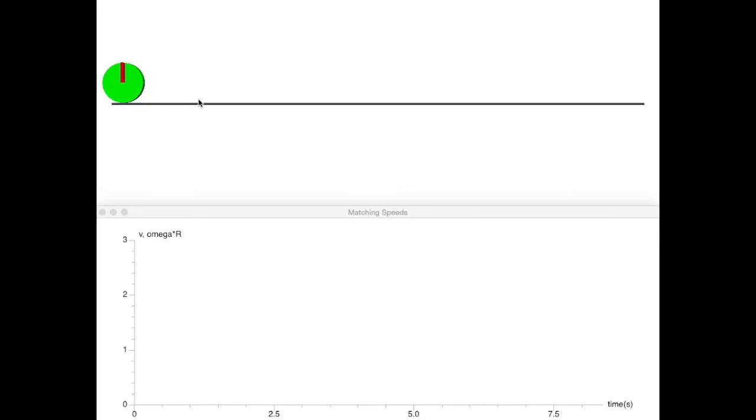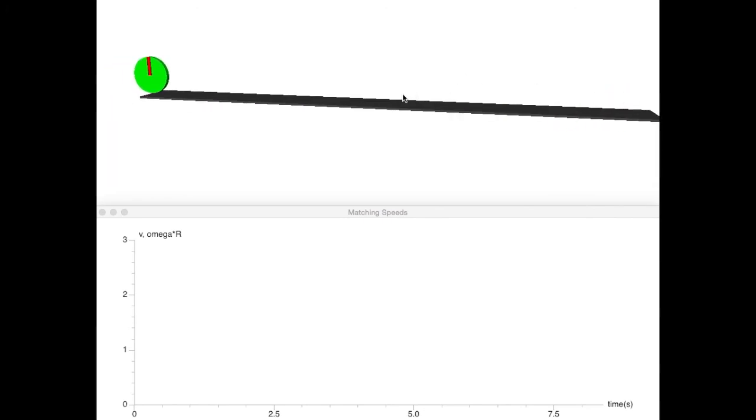So here's a 3D demo of a disk, and it's on a kind of a track here. And I'm graphing down here two things. The v is the velocity of the center of mass. This guy's going to start out with about 3 meters per second of velocity. And omega times r, which is the speed of a point on the rim of the disk relative to the center of mass, that's going to start at 0.